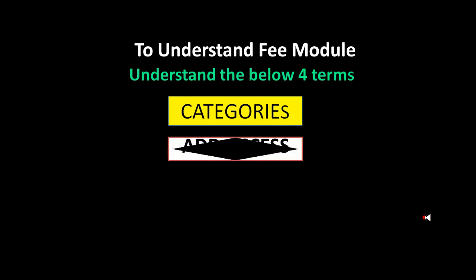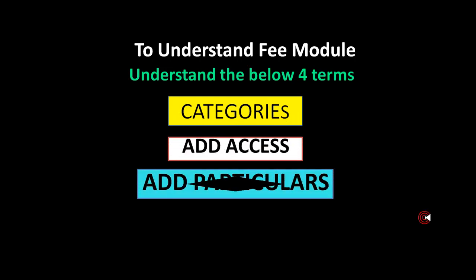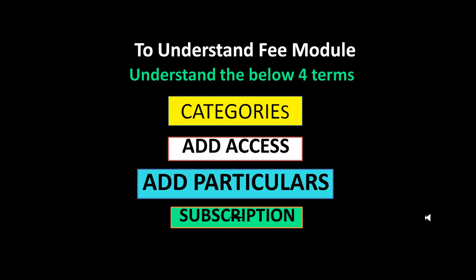To understand the fees module, you have to understand the four terms used in it: the category, the add access button, the add particular, and subscription. You have to understand these four terms well, and I'll explain them one by one. Please have the patience to listen and understand it well, and if you have any question, you can always ask.